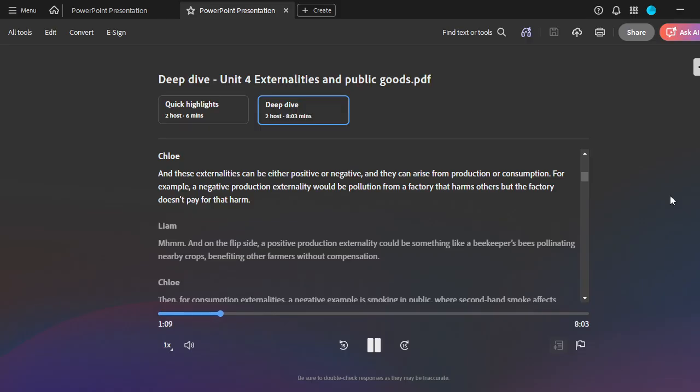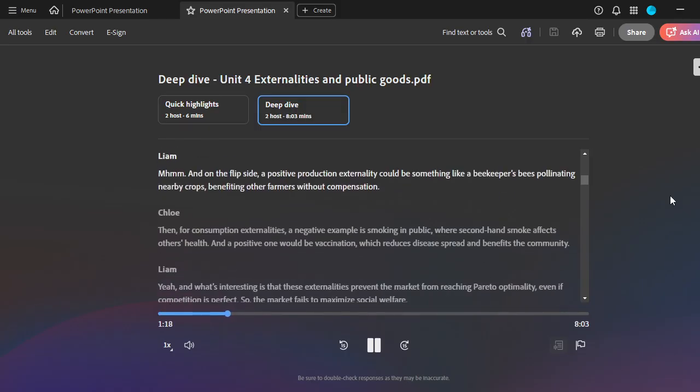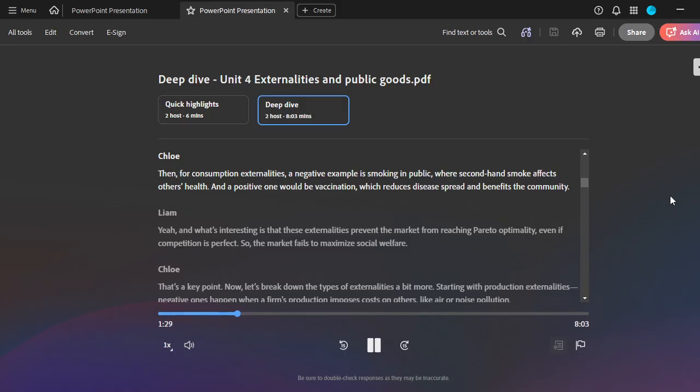For example, a negative production externality would be pollution from a factory that harms others, but the factory doesn't pay for that harm. And on the flip side, a positive production externality could be something like a beekeeper's bees pollinating nearby crops, benefiting other farmers without compensation. Then, for consumption externalities, a negative example is smoking in public, where secondhand smoke affects others' health. And a positive one would be vaccination, which reduces disease spread and benefits the community.